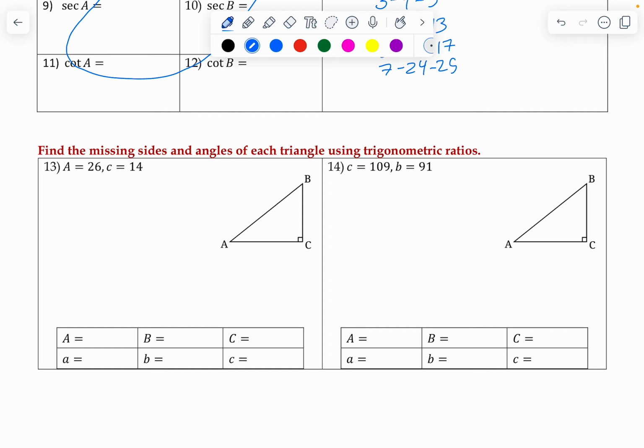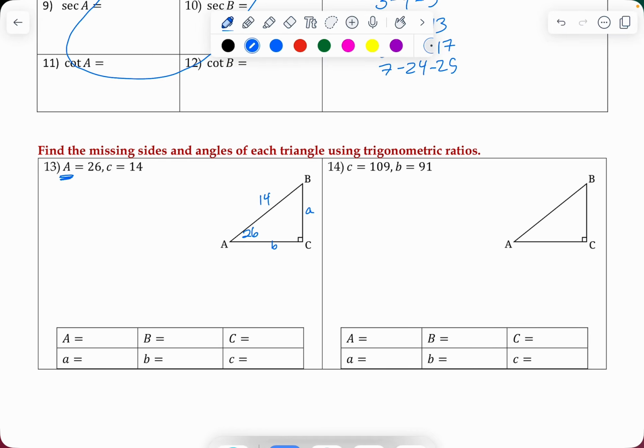Okay, angle A. So notice we know this is an angle because it's capital. So I'm going to label this angle 26 degrees. And then little c is across from here. This is 14. And so now we need to find little a. We need to find little b. We need to find big B.